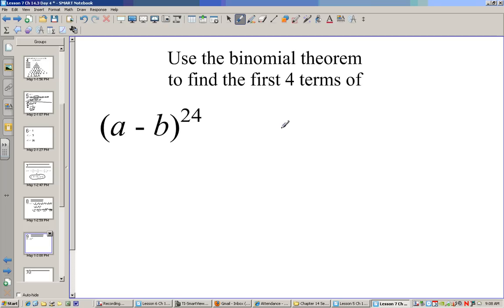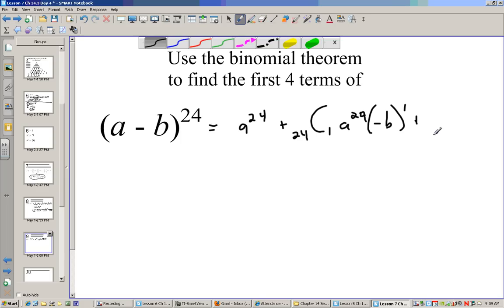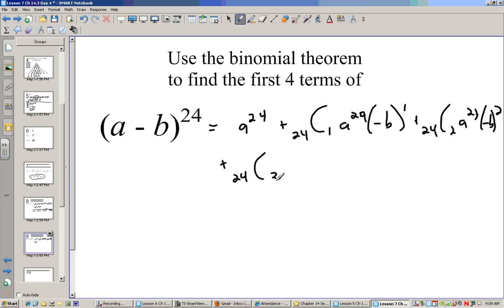Try this one on your own. Try the first 4 terms of this binomial series. It would be a to the 24th plus 24 choose 1, a to the 23rd, negative b to the 1st, plus 24 choose 2, a to the 22nd, negative b squared, plus 24 choose 3, a to the 21st, negative b to the 3rd.